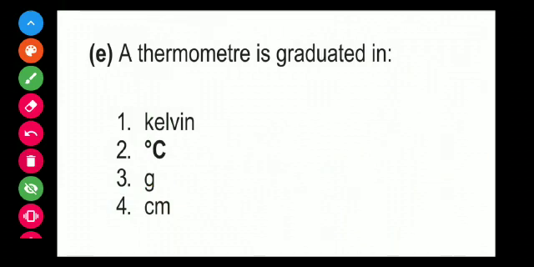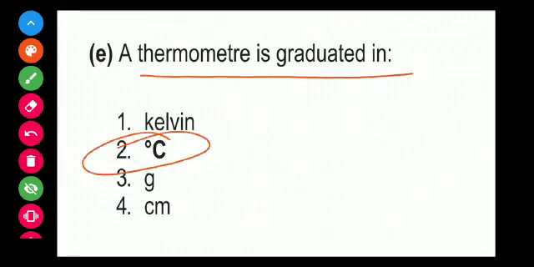Next, a thermometer is graduated in degree Celsius, because 1 division in that case is equal to 1 degree centigrade.